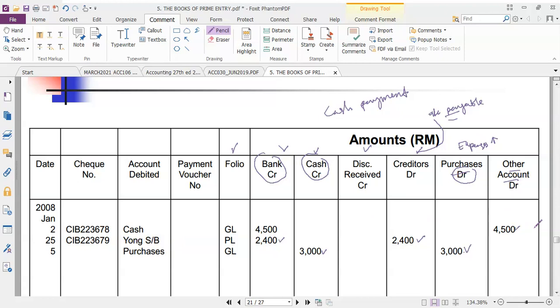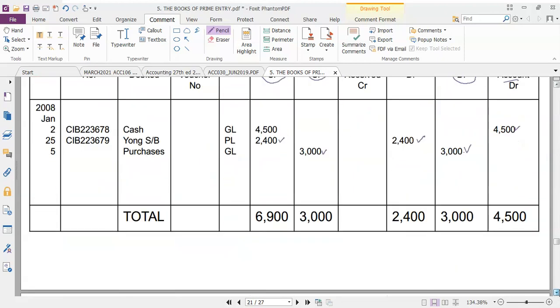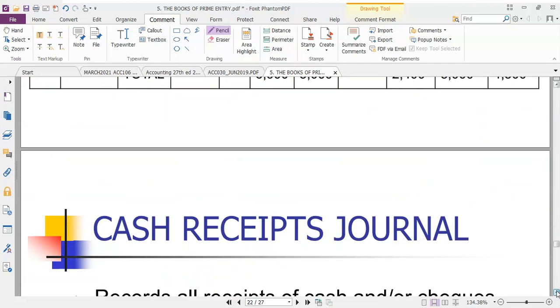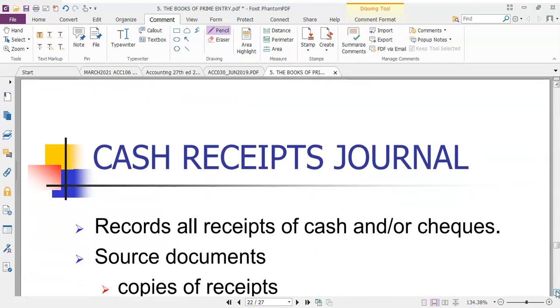Okay, ni bentuk cash payment journal yang you kena tahulah sedikit sebanyak. Kita totalkan macam biasa. Okay, bentuk cash receipt journal pula macam mana? Cash receipt journal ni kalau saya laju tu maknanya tak adalah. Cash journal dan cash receipt ni biasa jarang soalan akan keluar macam tu lah.